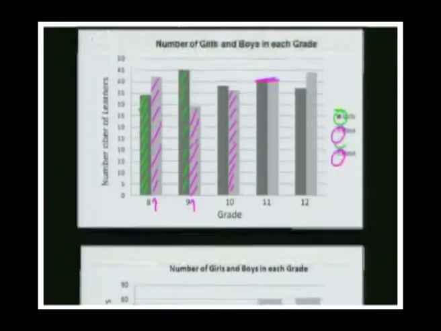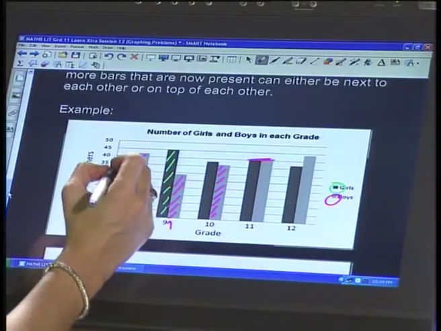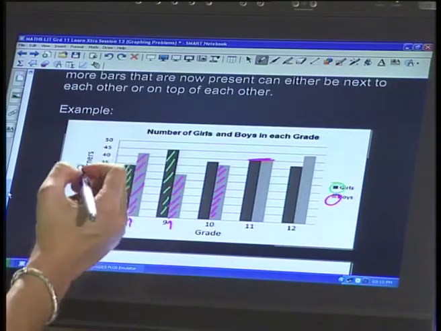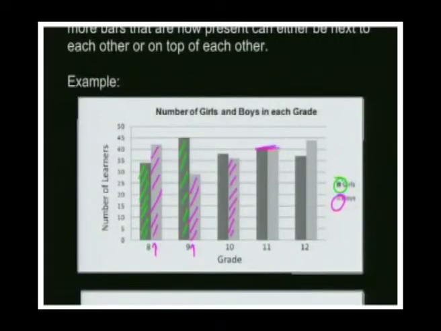Whereas in our double bar graph, which is side by side, it's a lot easier to find out how many boys there are and how many girls there are, but it's not as easy to see how many people there are in total for the grade. So that's our two different ways of representing bar graphs. Now let's have a look at histograms.